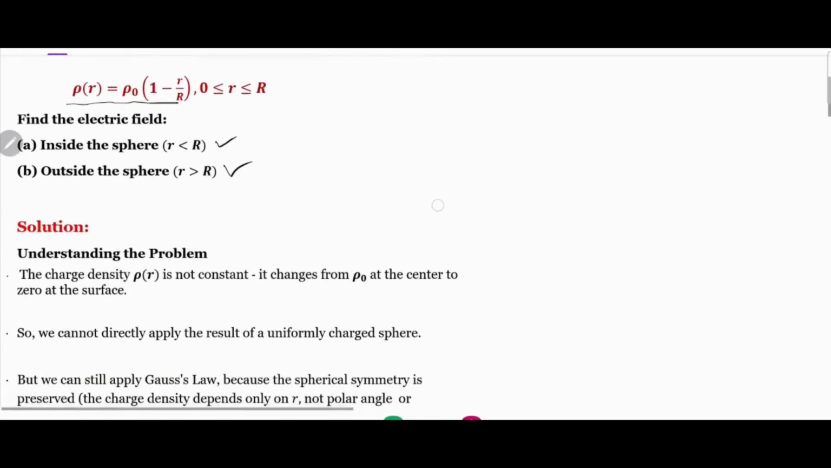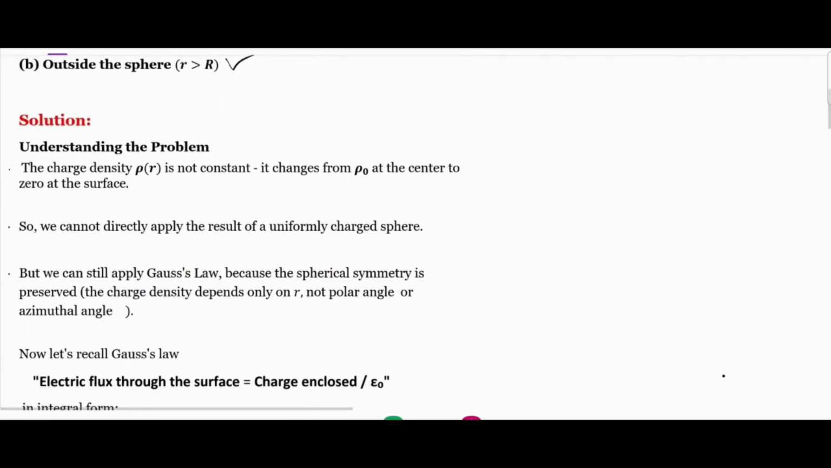So let us understand the problem. Here the charge density is not at all constant. At the center its value is rho naught, whereas at the surface it becomes 0. So it gradually decreases and becomes 0. So we cannot directly apply the rules of a uniformly charged sphere. Now we go for Gauss law because spherical symmetry is preserved here. The charge density depends only on r, not on the polar angle theta or azimuthal angle phi. So that's why we can go for Gauss law.